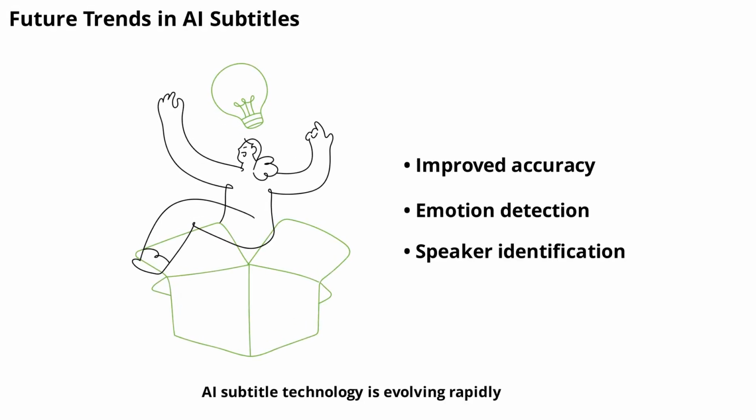AI subtitle technology is evolving rapidly. Future trends include improved accuracy, faster processing, and enhanced multilingual support. Innovations like emotion detection and speaker identification are on the horizon, promising even richer event experiences.